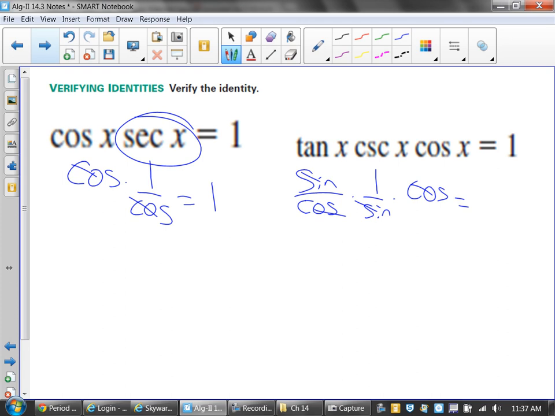And you're done. Again, yes, it is very straightforward. It's pretty easy once you start writing it out in terms of sines and cosines. Things just drop out. But it's not always that clean. There will be times when it gets messy.